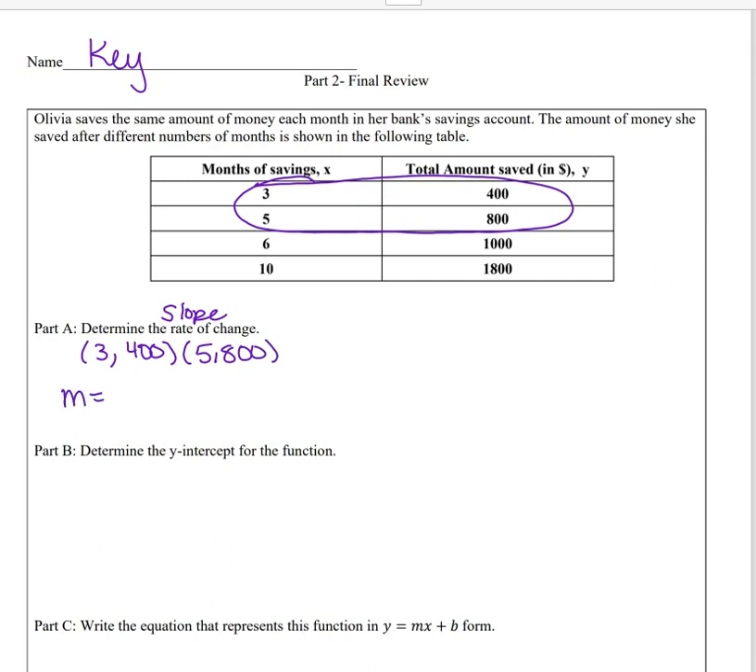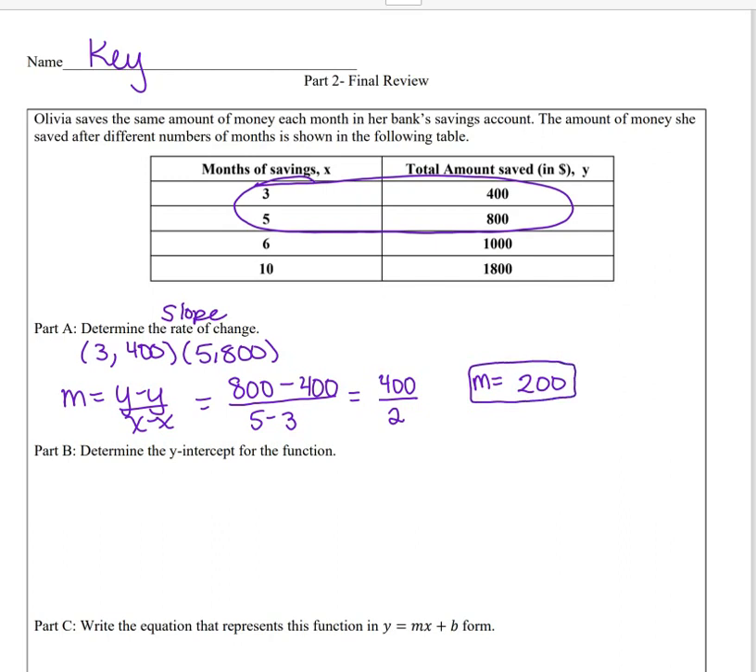Now with the slope, if I look at the formula, it says y minus y over x minus x. Technically it does say the second coordinate minus the first, and then the second minus the first for the x on the bottom as well. So I'm just going to say 800, the second coordinate for y, minus 400, which is the first y, over 5 minus 3. Up top, 800 minus 400 is 400. 5 minus 3 is 2. When I take 400 and divide by 2, my slope is 200. So that means she is saving $200 each month.